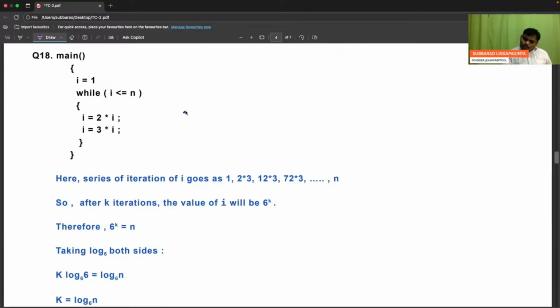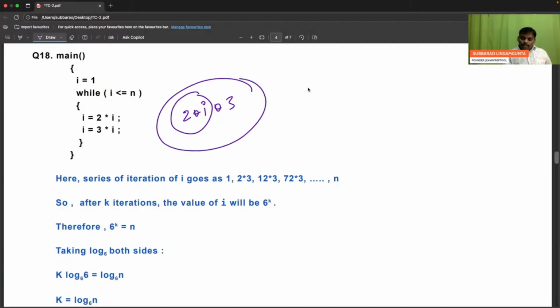First you do 2 into i, you made it double. Whatever you have, into 3 you do. This is the new i: i is equal to 2 into i, it is a new i. For the new i, you do into 3. Overall, it became i is equal to 6 into i.